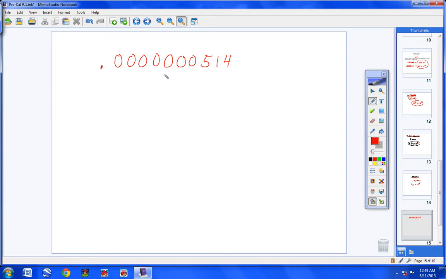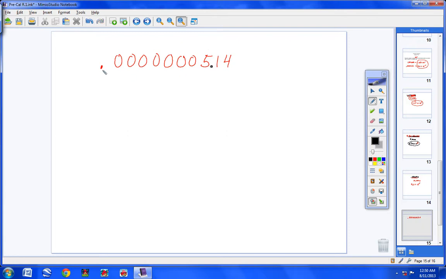Okay, now what if I asked you to write this in scientific notation? Well, first of all, I'm going to move the decimal all the way to right here, because if I stop there, I have one digit, 5, to the left of the decimal, right here. So that's where I'm going to stop the decimal, okay?